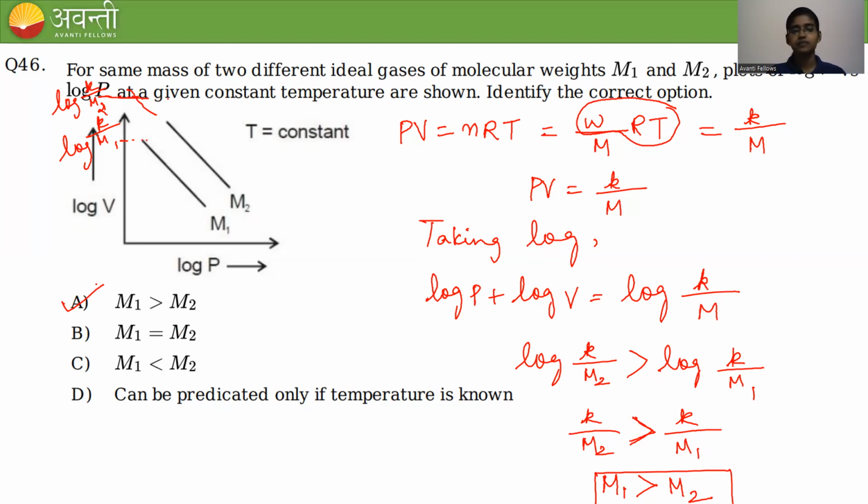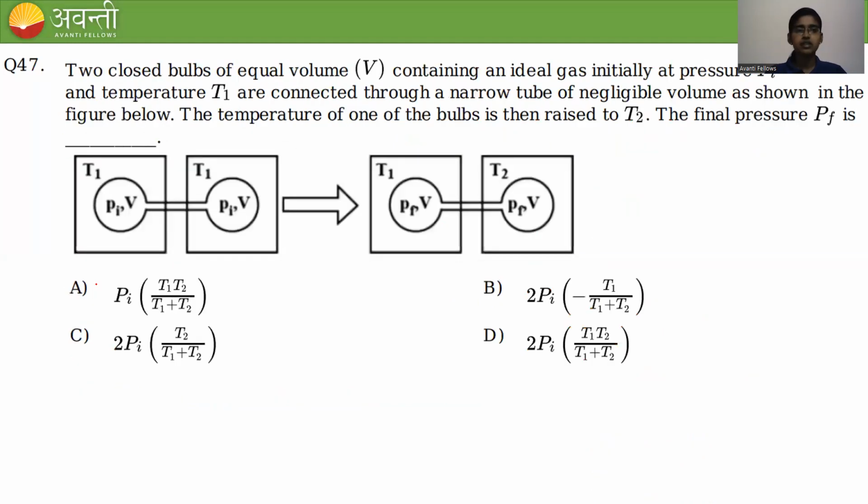Okay. So next, coming to question number 47. Two closed bulbs of equal volume containing an ideal gas initially at pressure Pi and temperature T1 are connected through a narrow tube of negligible volume as shown in the figure below. The temperature of one of the bulbs is then raised to T2. The final pressure is. So two different systems are given to us and we have to find out the final pressure.